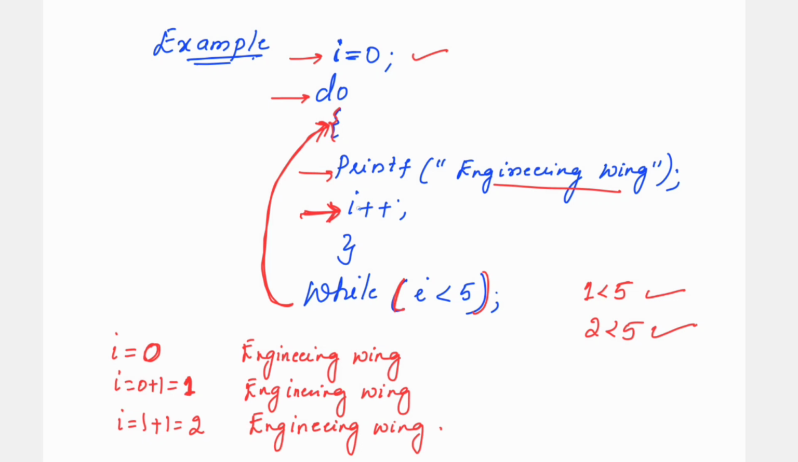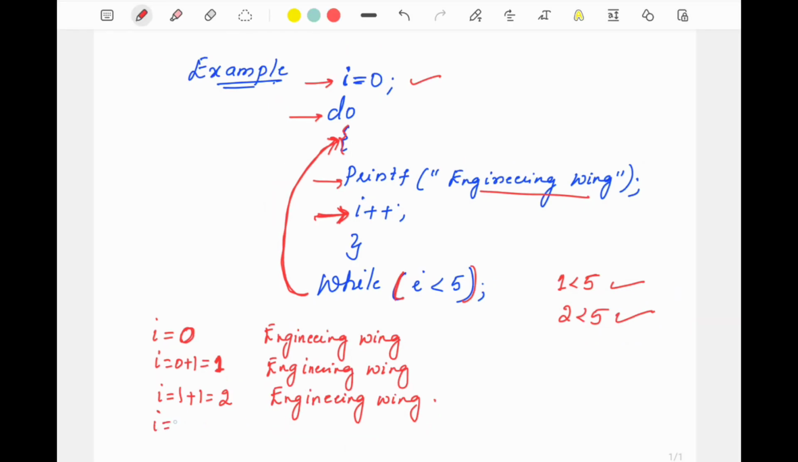Then it will execute I plus plus. So I current value is 2. 2 plus 1 becomes 3. Now if it is 3, condition is tested, because you can see here after this you have this statement. So 3 less than 5, yes, condition is true. If the condition is true, it will enter into the body of the loop and it will print once again the statements that are there inside the body of the loop. Then you have the statement I plus plus, incrementing the value.